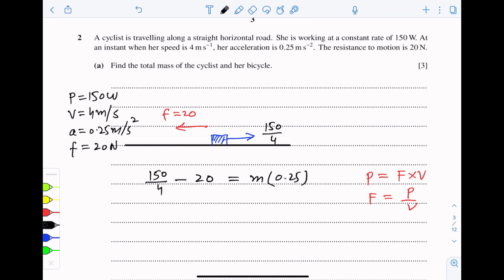We have to find from here the total mass of the cyclist and her bicycle, that is represented by m. So we can find the mass from here. After calculating, we get m is equal to 70 kg. This is the total mass of the cyclist and the cycle.